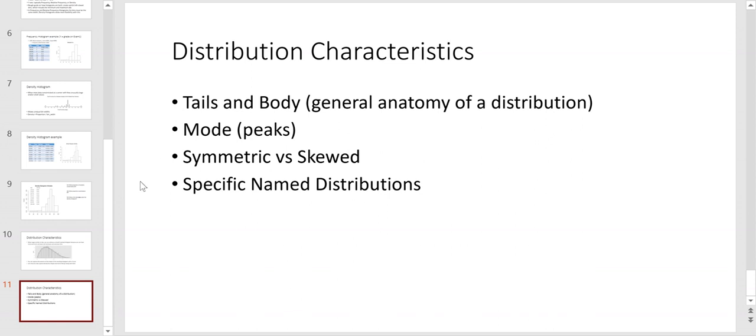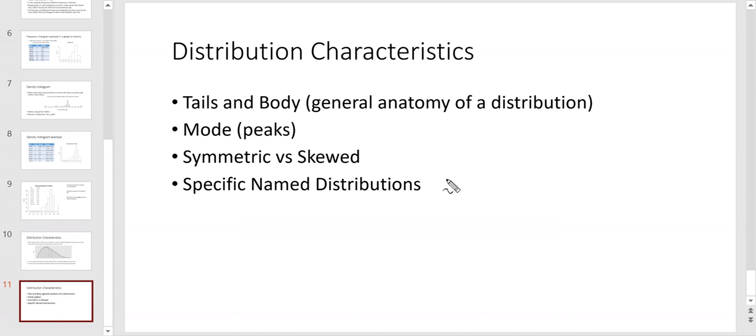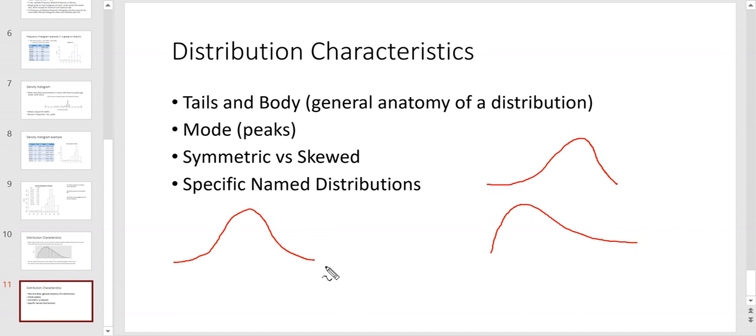Let me just draw some examples of very characteristic histograms. Here's a left skewed or negatively skewed histogram. Here's a right skewed histogram. Here's a bell shape, looks like a bell in profile. Here's a uniform histogram. And you can have histograms that look like this, that have two peaks, three peaks, etc.